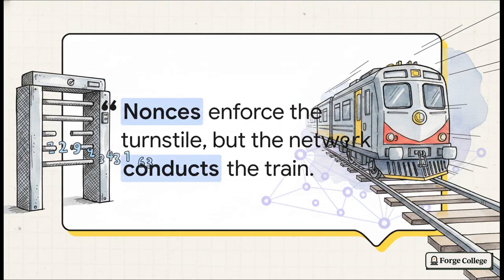To wrap up all these mental models, I want to leave you with a punchy quote to really lock it into your memory. Nonces enforce the turnstile, but the network conducts the train. If you can just remember that single phrase, you will always be able to perfectly separate the deterministic, local per-account ordering from the wildly variable, global block ordering.